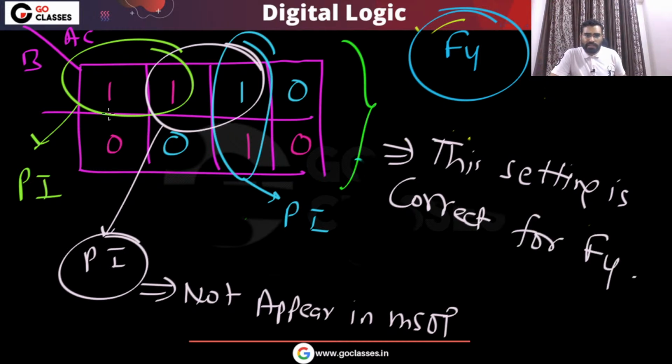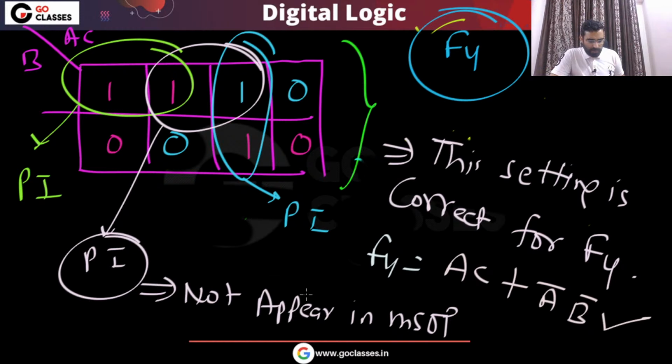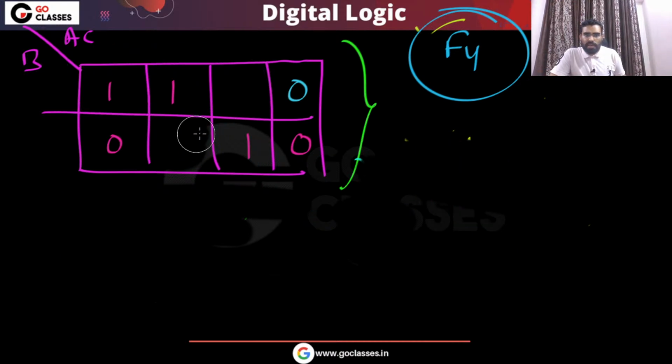Finally, this will also give you the minimum expression. So what F4 will you get? The F4 that you are going to get is AC or A bar B bar. This is what you will get, and this is the minimum. Whatever you do, you can do like this also, and this will also work.